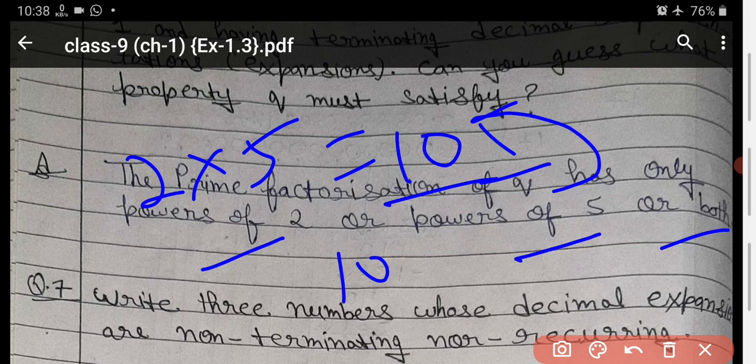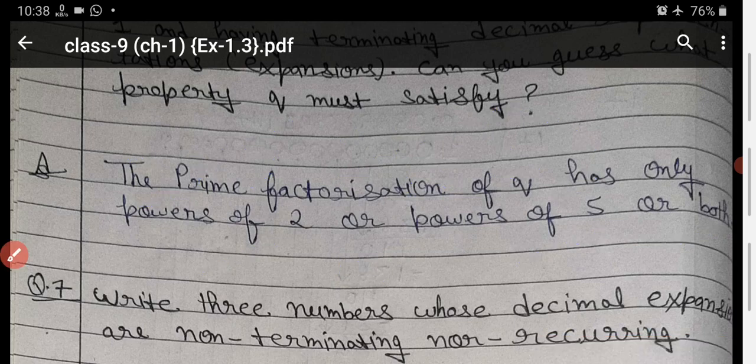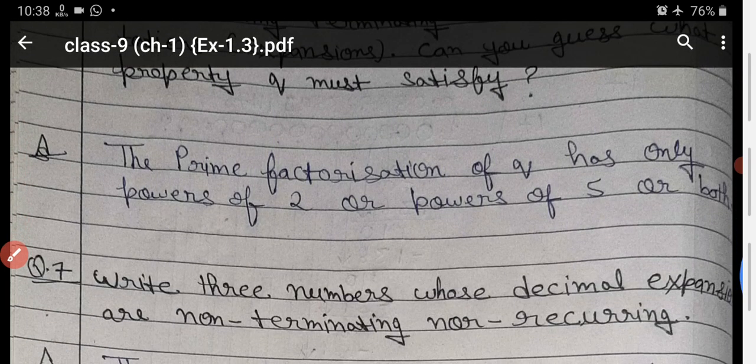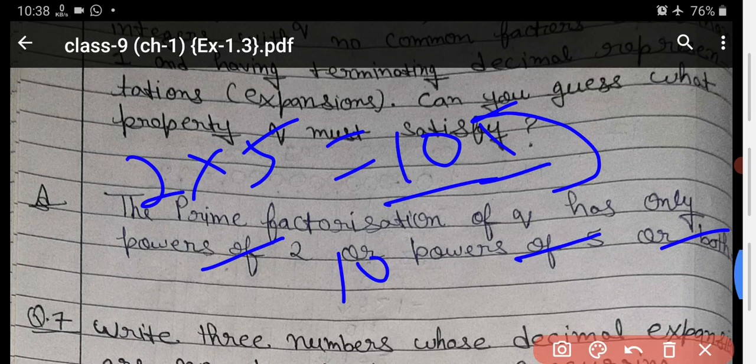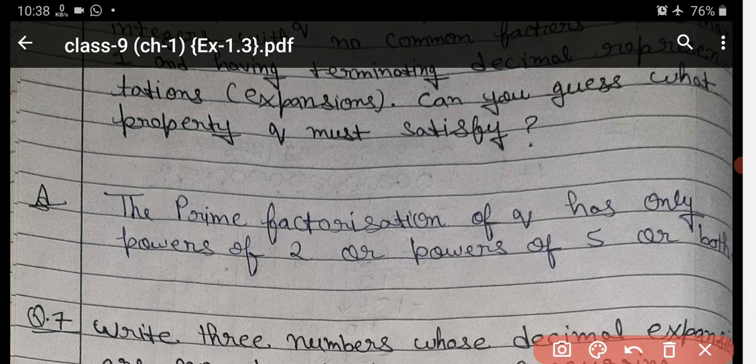And this question may be asked in the multiple choice question. Okay. So if the rational number is terminating, then what is the property of q? The question is like that one. If rational number is terminating, then what is the property of q?